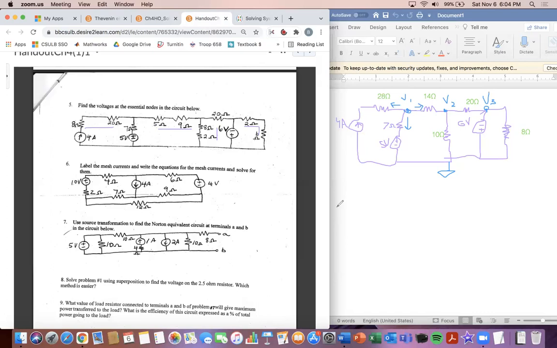So for V1 here, what it's going to look like is our V1, it's going to be V1.